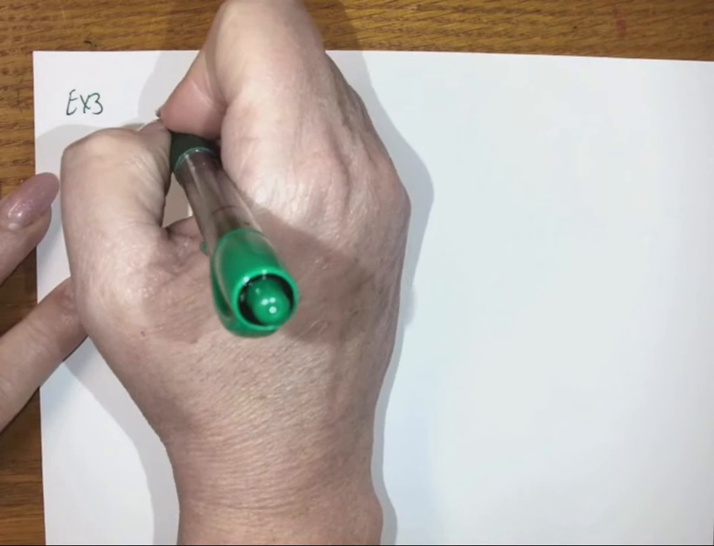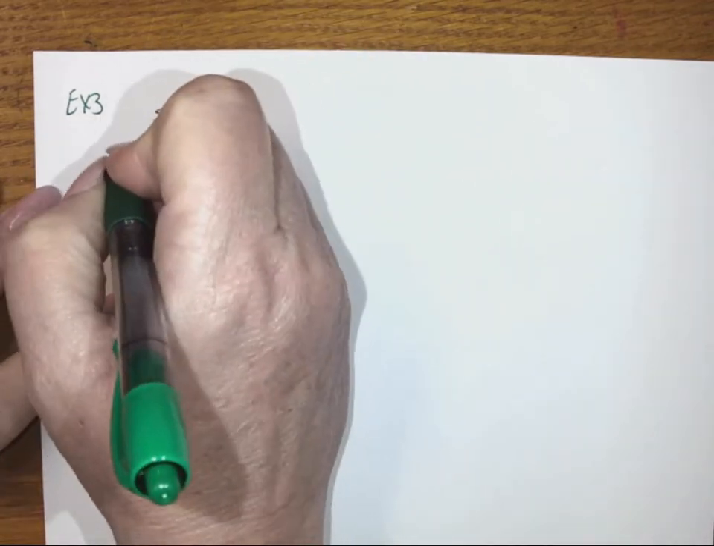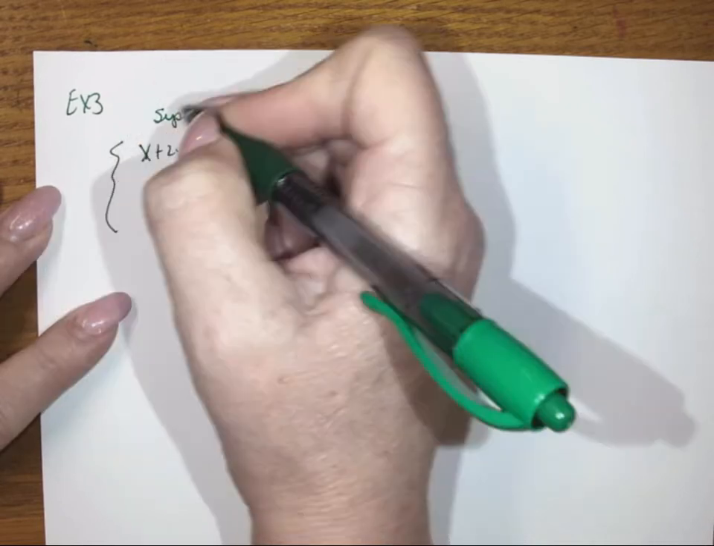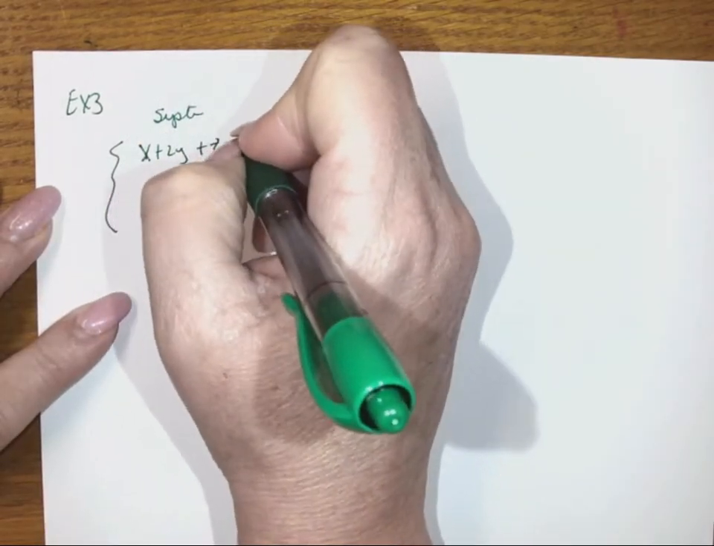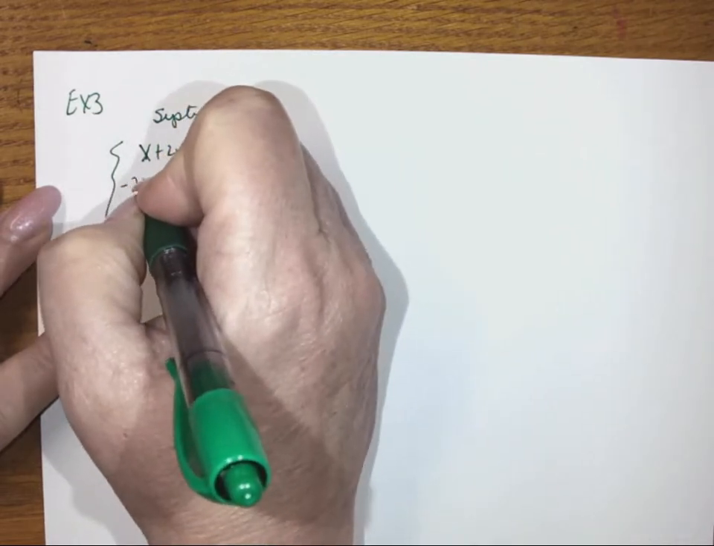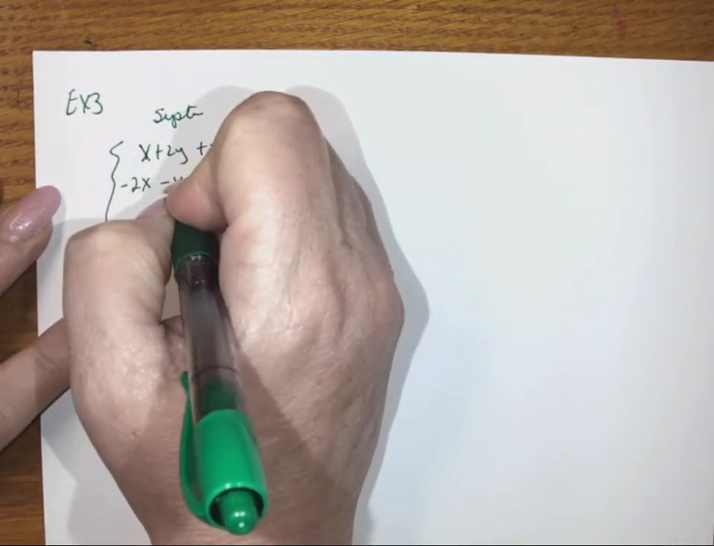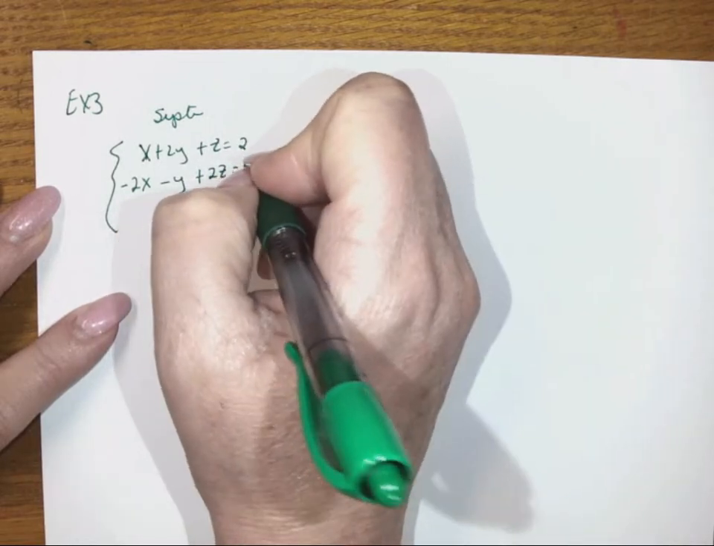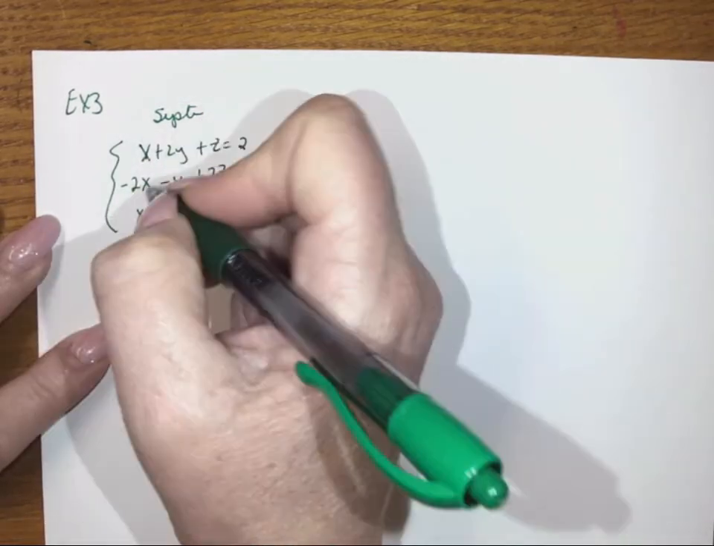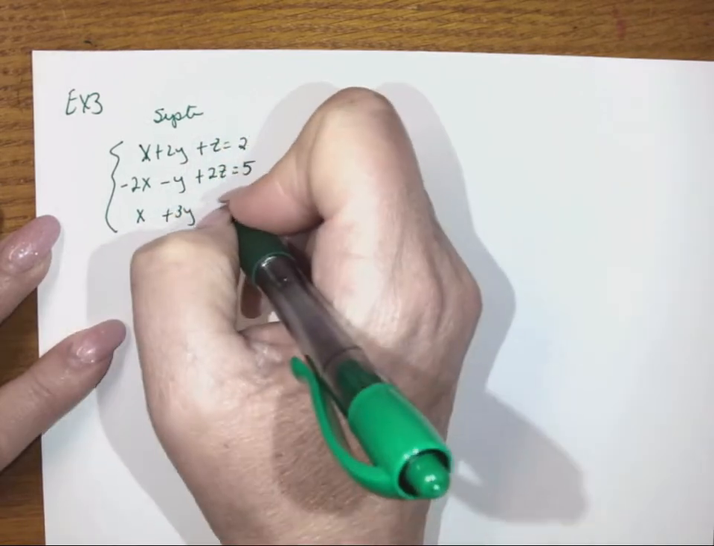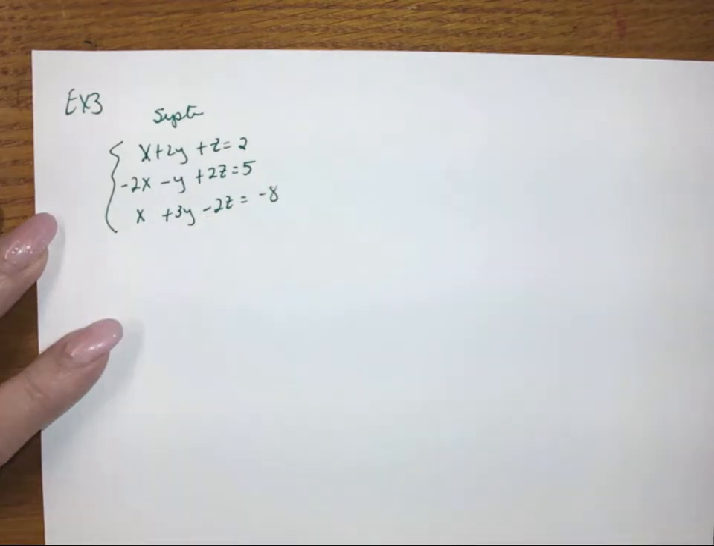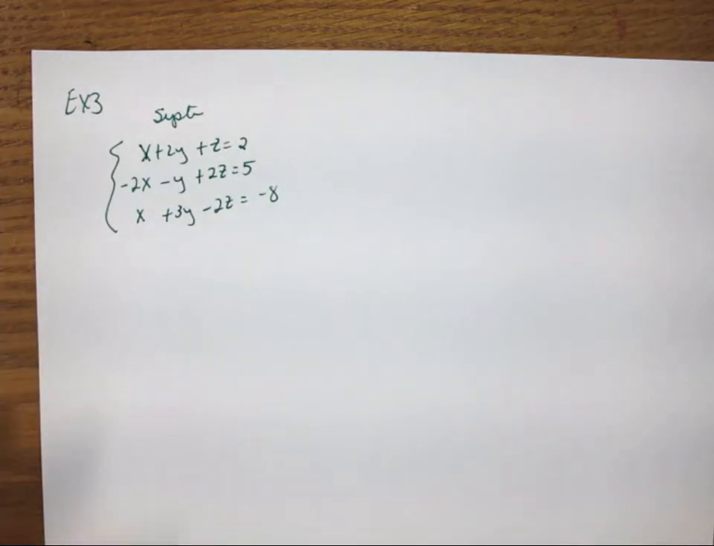So here's our system. So we have x plus 2y plus z is equal to 2, negative 2x minus y plus 2z is equal to 5, x plus 3y minus 2z is equal to negative 8. So now let's write our matrix.